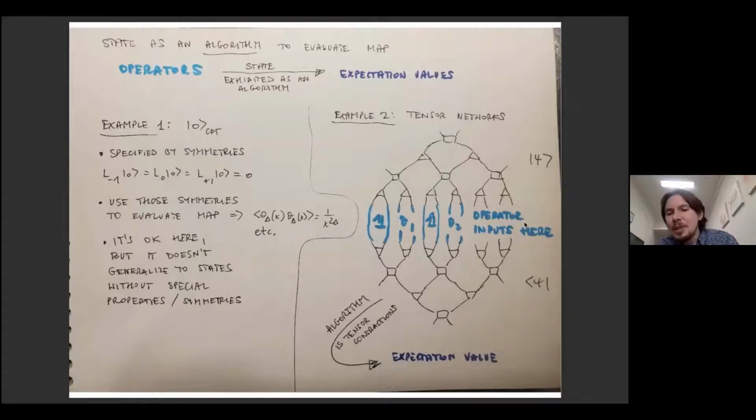We are putting an operator here, and then there is a specific procedure I have to do, which is contract the tensor here, contract the tensor there, contract the tensor there. And the sequence of contractions of tensors is the way in which I arrive at my expectation value. So I specified the state through an algorithm which starts from the operator and returns the number. That algorithm is the contraction of the tensor network.